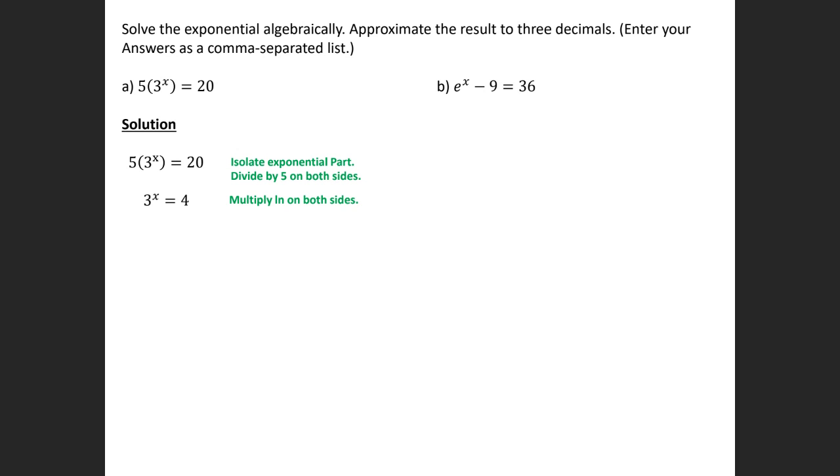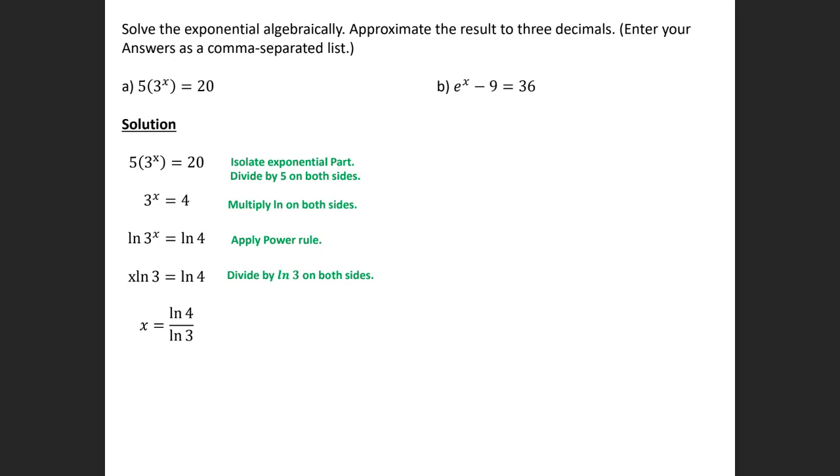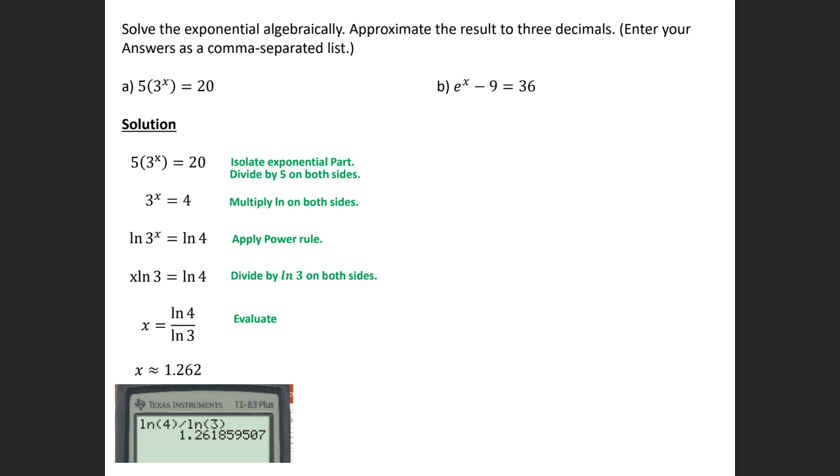So what I'll do is take the natural log of both sides. It's going to give me the natural log of 3 to the x is equal to the natural log of 4. Again, on the left side, apply my power rule: x times the natural log of 3 is equal to the natural log of 4. Solve for x by dividing both sides by the natural log of 3. So x is equal to the natural log of 4 divided by the natural log of 3. And on this one, I'll have to use my calculator.